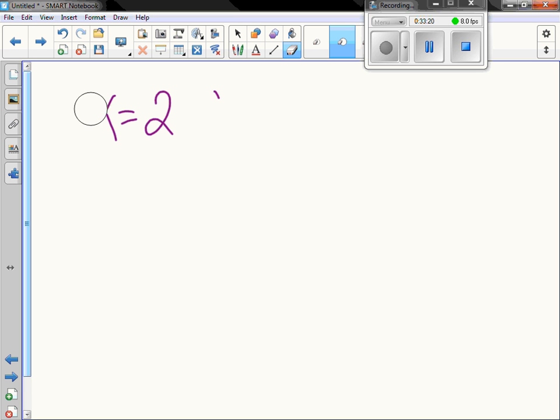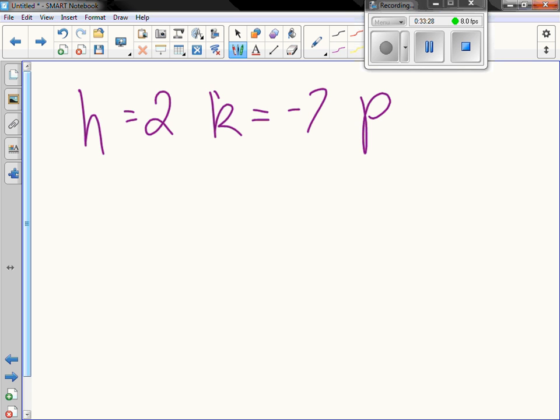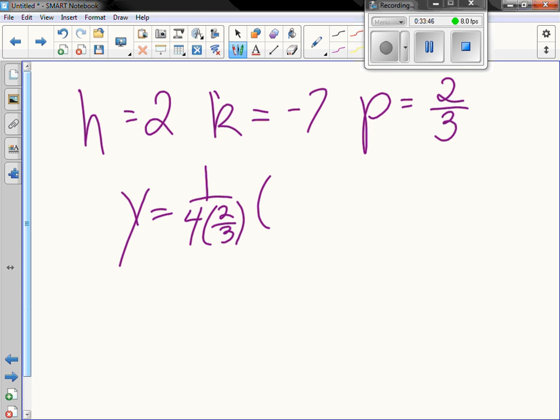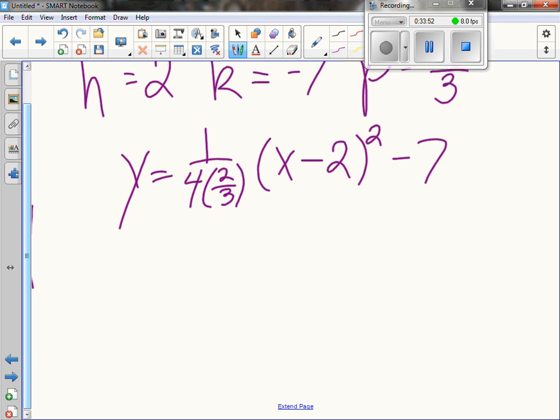I'm just going to give you values here. So h is 2, k is equal to -7. P is equal to 2/3. So if we plug this in, and I'm picking one of it, it doesn't matter which, 1 over 4 times 2/3 times x minus h squared, and we'd have -7. And there's a reason I'm showing you this one.